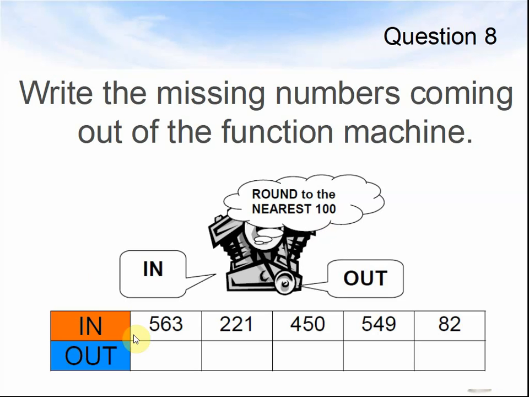So, what is 563 rounded to the nearest 100? 221 rounded to the nearest 100? 450 rounded to the nearest 100? 549 rounded to the nearest 100, and 82 rounded to the nearest 100? Pause the video until you are ready for question 9.